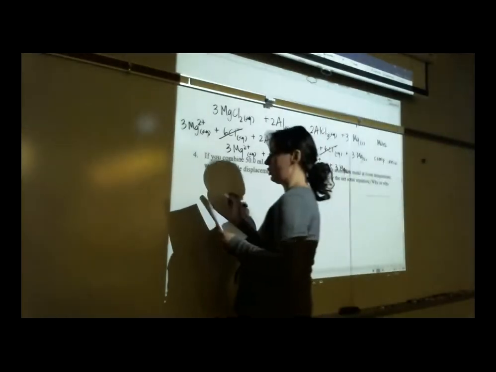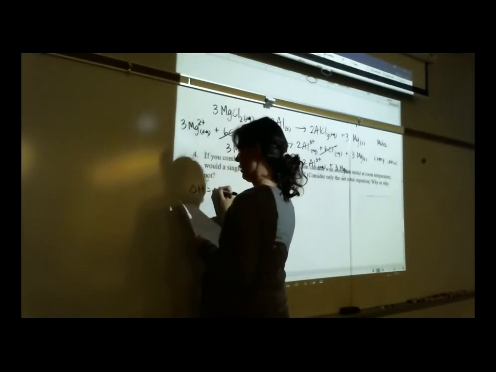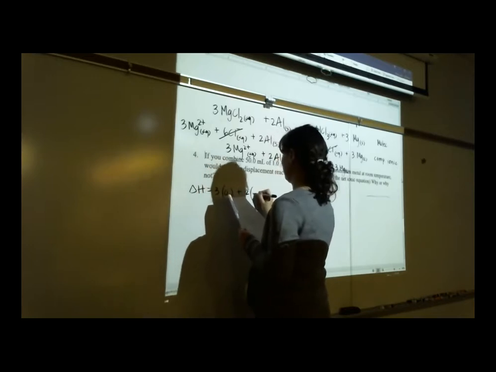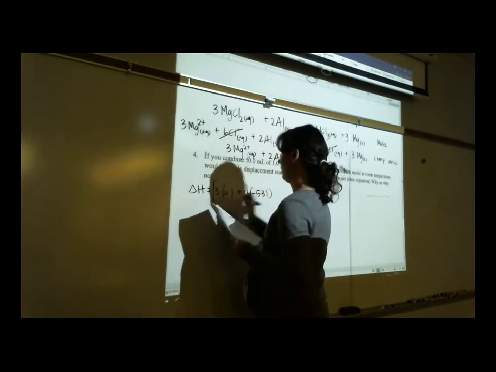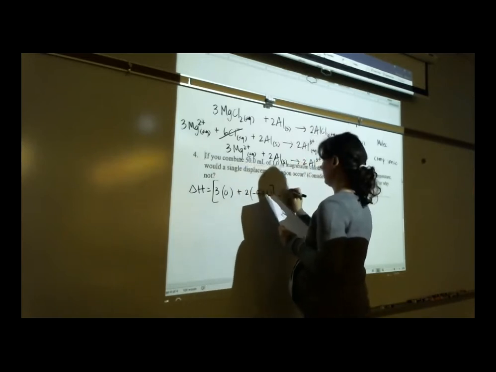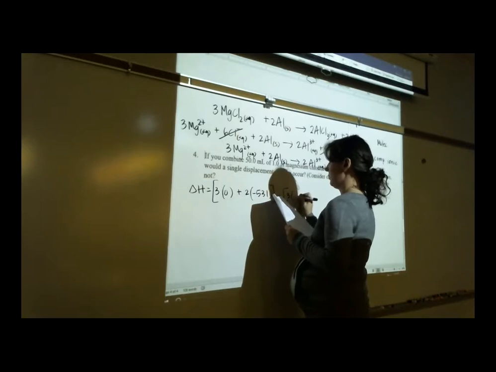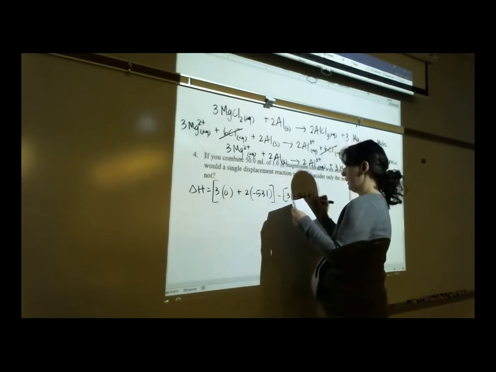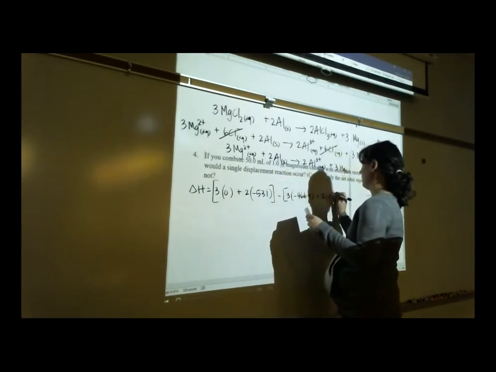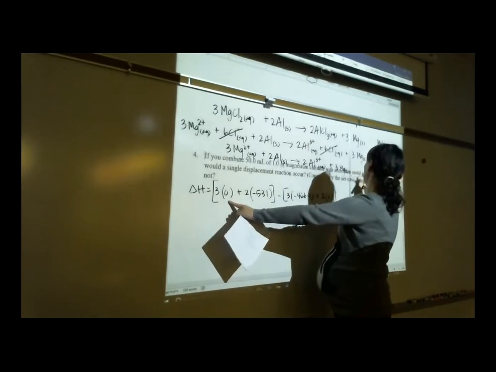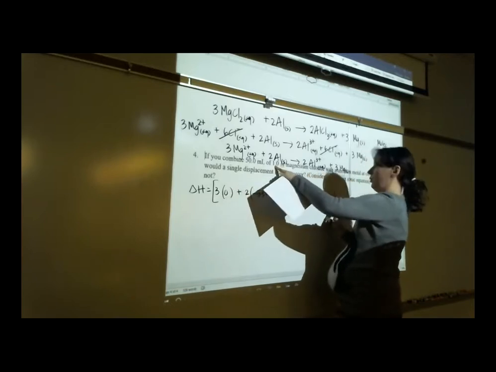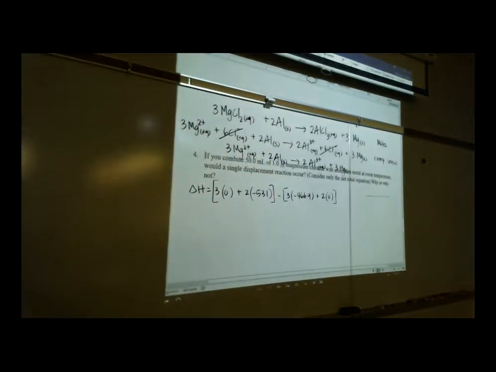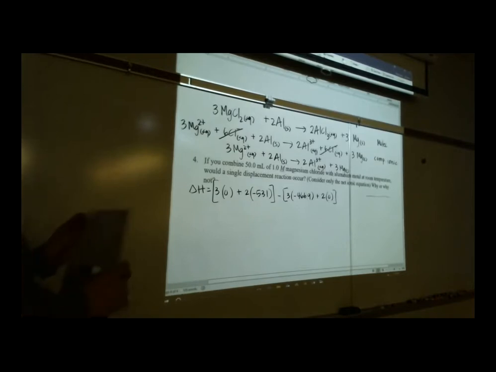So for delta H, I got 3 × 0 + 2 × -531, minus -466.9 + 2 × 0, right? Because you've got a pure element, its most stable form, and pure element, its most stable form. And then we got two ions, right? That's what's given us those humongous numbers. We got two ions that we're dealing with.